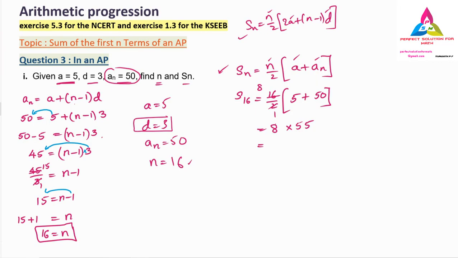So 8 fives are 40. I will keep the 0 here and carry 4. 8 fives are 40, plus the carried 4, we have 44. So our final answer is 440, that is S16. What they have told you to find is the n value and also the S16 value. So both of them we have found. So like this we have to solve the first problem.